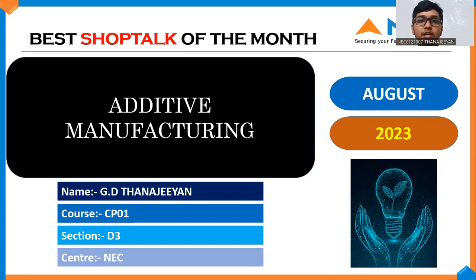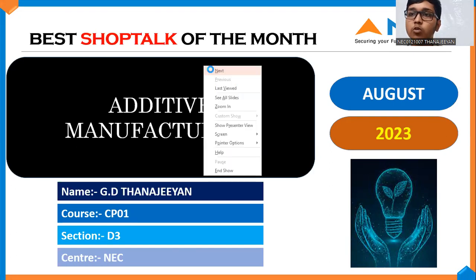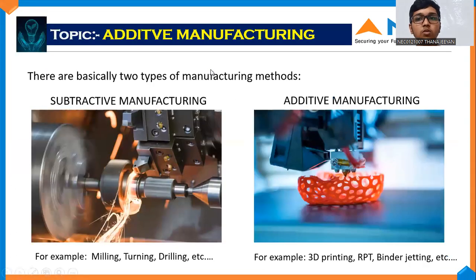Today my chapter topic is Additive Manufacturing. So before diving into the topic of Additive Manufacturing, we should all know about the two basic manufacturing methods. One is subtractive manufacturing and the other one is additive manufacturing.